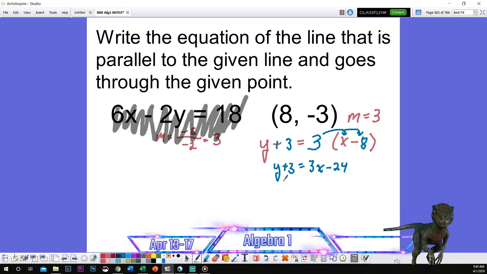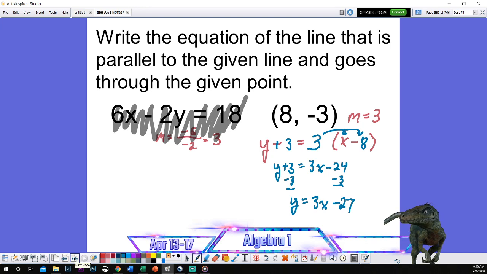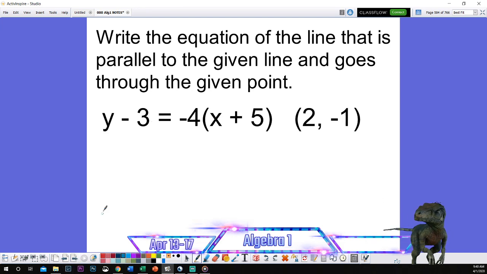Then we'll subtract 3 from both sides. And I got y equals 3x minus 27. That's it. Let's try one more just like that. This time I'm giving you point-slope form and your point. You go ahead, hit pause, find the slope, put it in point-slope form, and then slope-intercept.